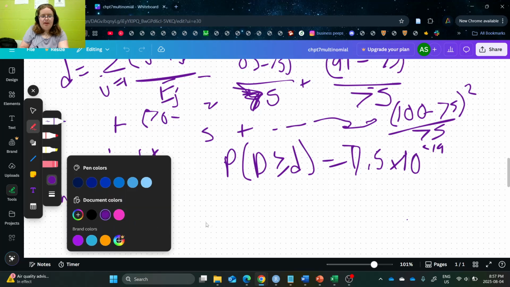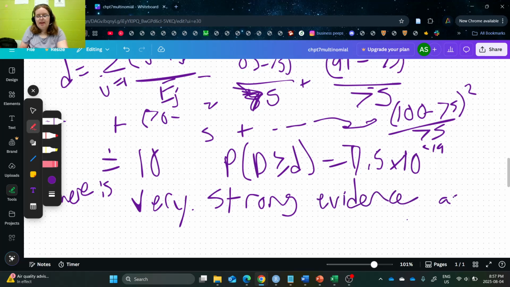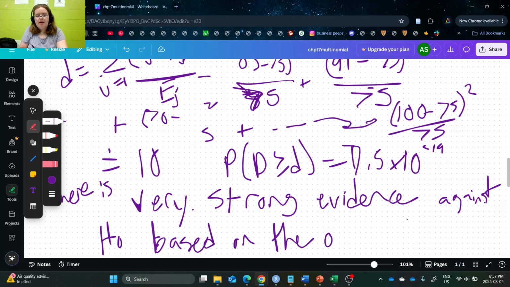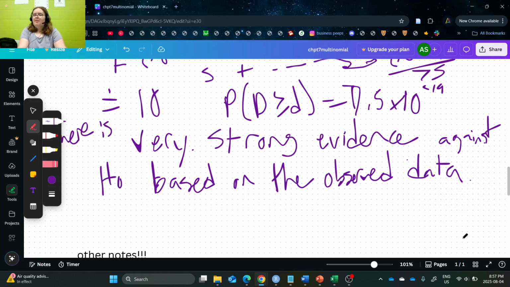Okay, there is very strong evidence against H naught based on the observed data. I know this point was very overemphasized on midterm 2, so make sure you don't forget that. And then with that, that concludes my example here.